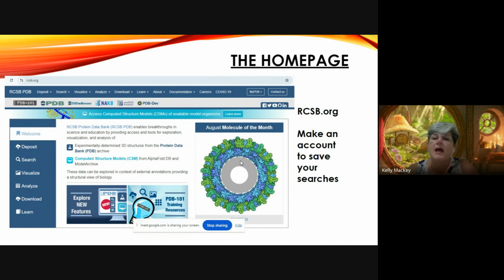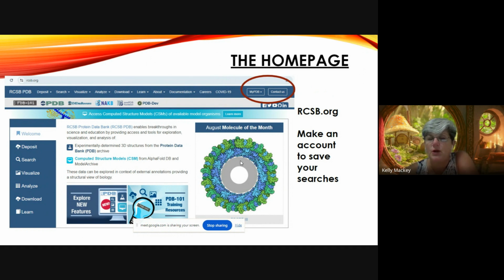It is open access. You don't have to make an account, but if you know you're going to be working on one particular family of proteins or one group, I like to do it. So you just make your little PDB account up here. And then we dive into the website.